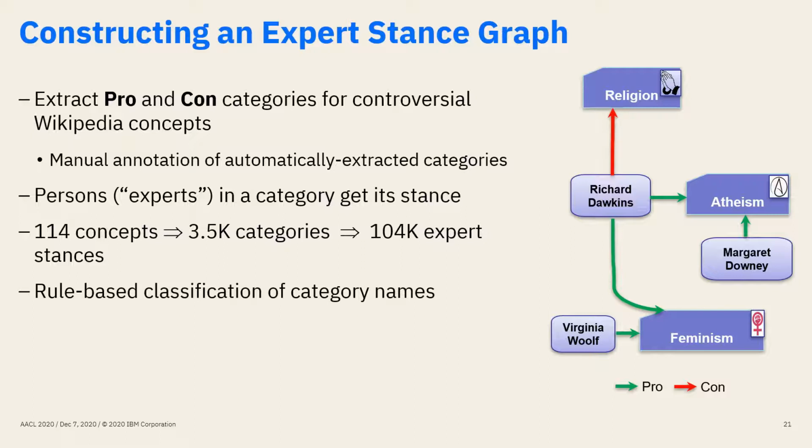Based on Wikipedia categories, we built a large-scale expert stance graph. Starting with a list of controversial topics, we automatically extracted candidate pro and con categories which were manually annotated for stance. All persons or experts in a category inherit its stance towards the topic. We ended up with more than 100,000 expert stances towards 114 topics. We also developed rule-based classification of category names for topics that are not in the graph.